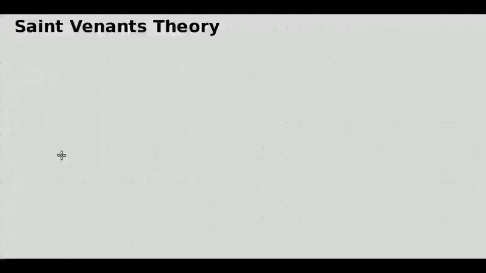Now we can start with Saint-Venant's theory. Saint-Venant was the first person to obtain the correct solution of the problem of torsion of non-circular bars where couples are applied at the ends. He used a semi-inverse method.